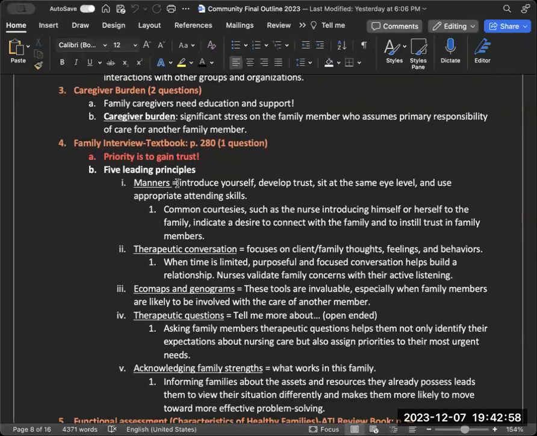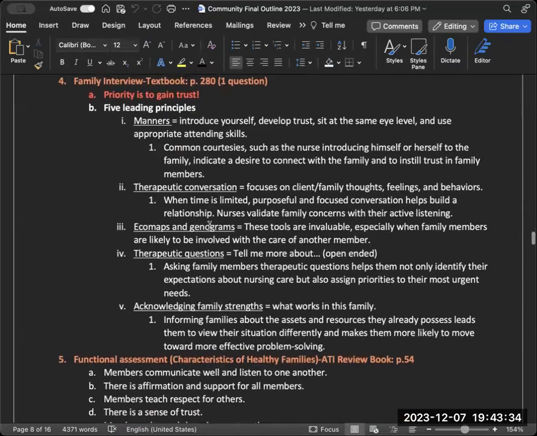She said for this, there will be 2 questions on family burden. Now, something that I saw from ATI is that family caregivers need education and support. And the definition that Dr. D provided was that caregiver burden is significant stress on the family member who assumes the primary responsibility of care for another family member. Does anybody have anything else to add for this? I'll take that as a no.